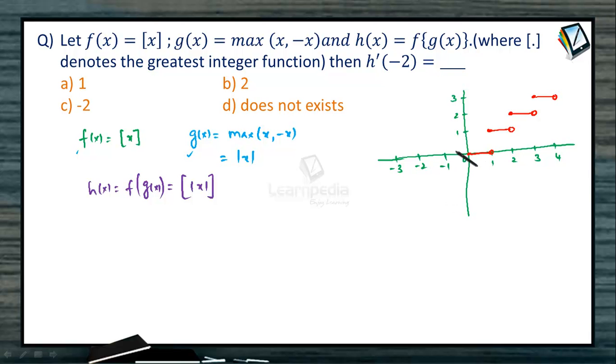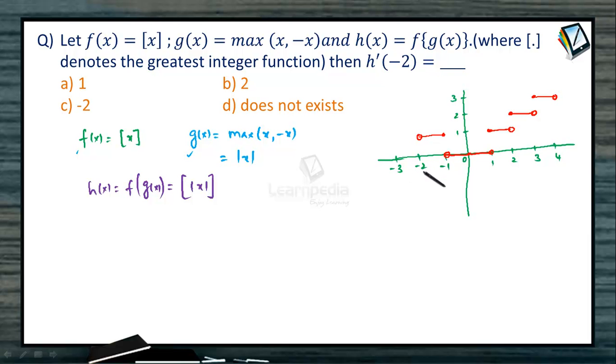What can you say about the graph on the negative side? Yes, between 0 and minus 1, mod x will be minus x. So that will also be a number that lies between 0 and 1, and its greatest integer value will be 0. Now between minus 1 and minus 2, the modulus value would lie between 1 and 2, and therefore the greatest integer value of that number would be 1. So it includes minus 1, and at minus 2 it will have a discontinuity, right?